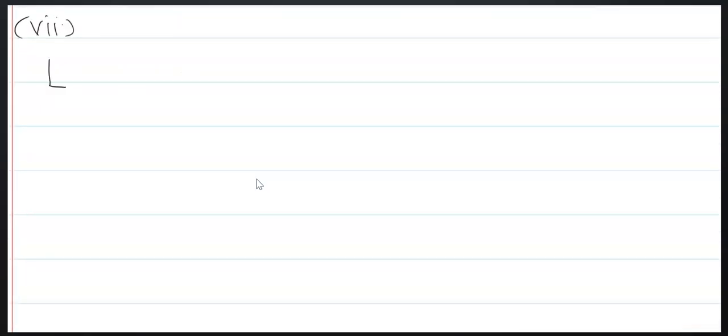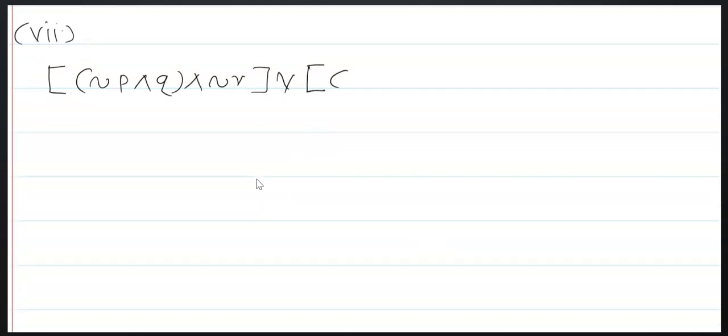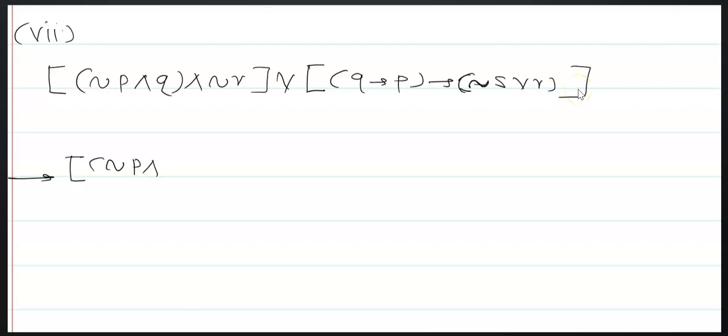Next is seven. Negation of P and Q, or negation of P and Q and negation of R, or in next bracket Q implies P implies negation of S or R.